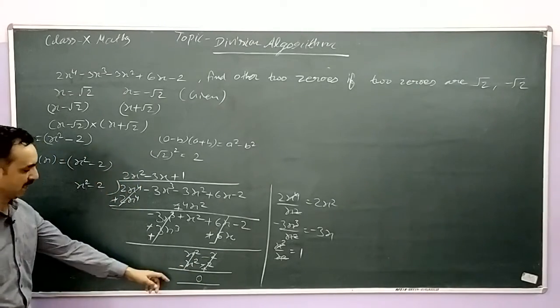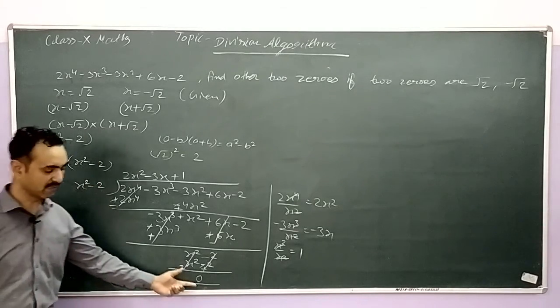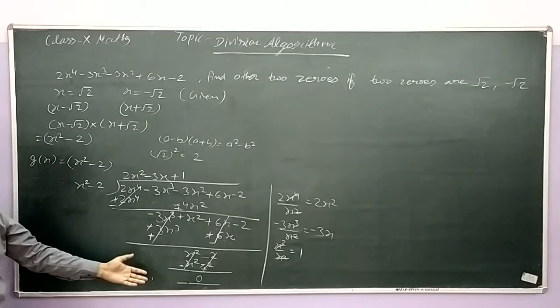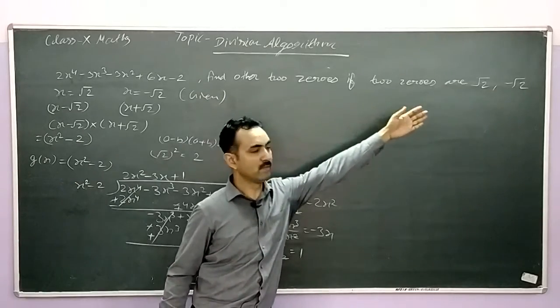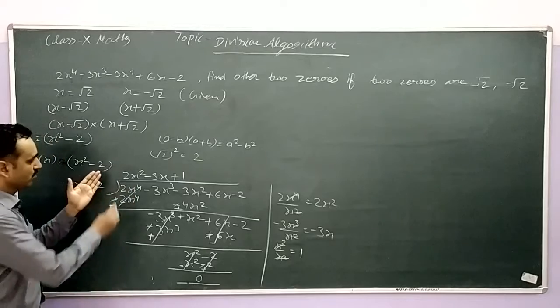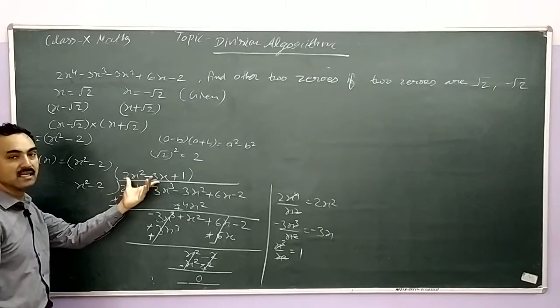So you can see here, we got the 0. 0 means this is already a factor according to the question. If suppose you don't get the 0 here, it means you have made some mistake, because the question is saying that root 2 and minus root 2 are the factors, so it should compulsorily be 0. Now why do we divide? Because we want to get the other factor.